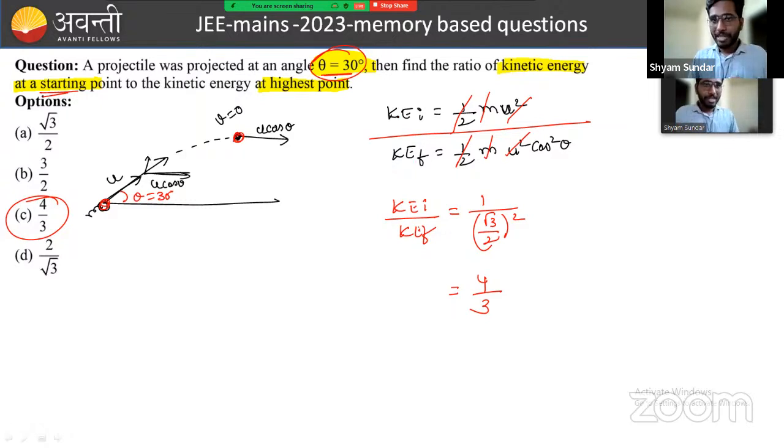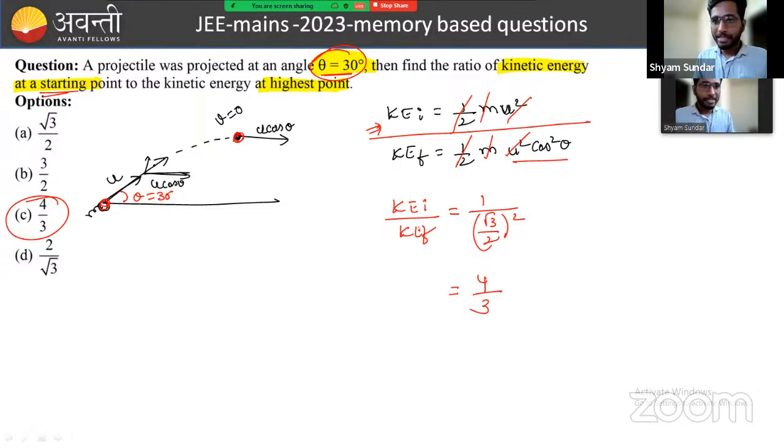We know that the kinetic energy at the initial point is half mv square, which is half m u square, where I took u as the velocity. Kinetic energy at the highest point will be half m times the velocity squared. The horizontal component of velocity stays the same, but the vertical component at the highest point is 0. Hence I take u cos theta, squared. Then everything cancels out. The remaining thing is u square, u square also cancels, and cos square theta remains.